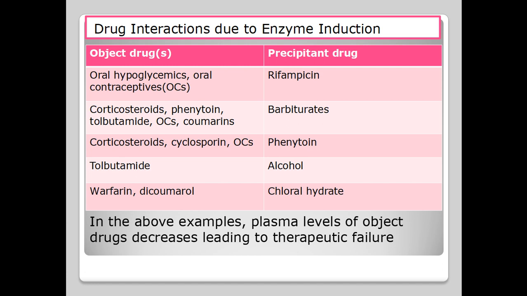Drug interactions due to enzyme induction. Oral hypoglycemics, oral contraceptives. The precipitant drug is rifampicin. Corticosteroids, phenytoin, tolbutamide, oral contraceptives, coumarins when given along with barbiturates. Corticosteroids, cyclosporin, oral contraceptives when given along with phenytoin. Tolbutamide when given along with alcohol. Warfarin, dicoumarol when given along with chloral hydrate. In all these examples, plasma levels of the object drugs decrease, leading to therapeutic failure due to enzyme induction.